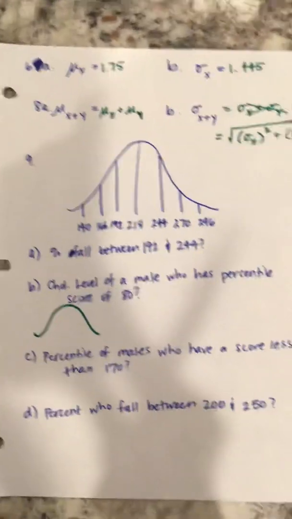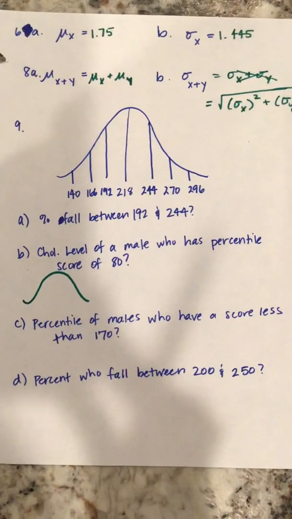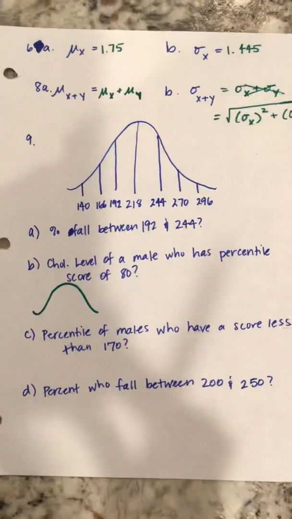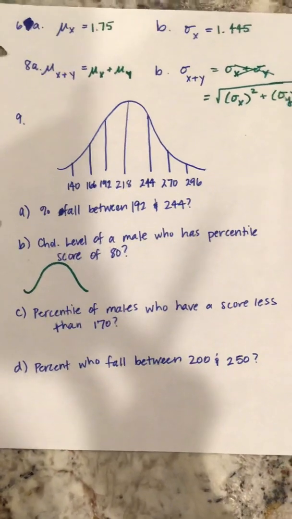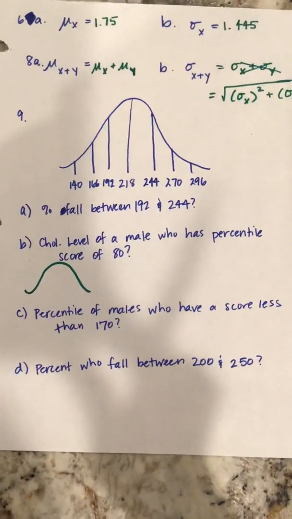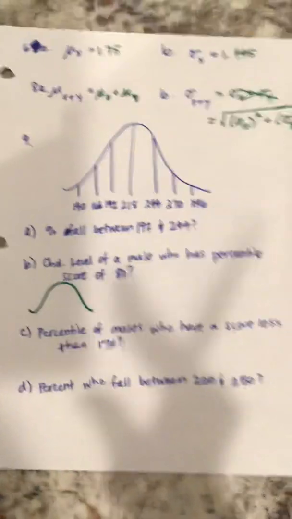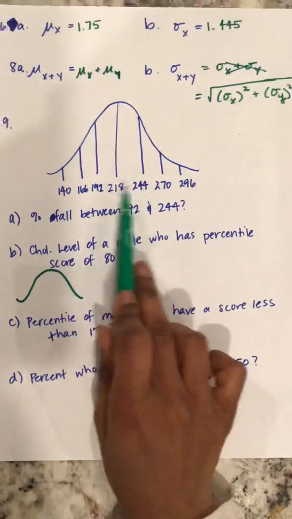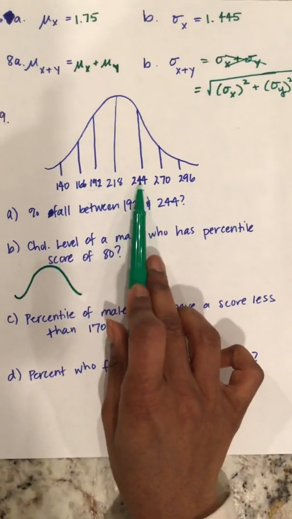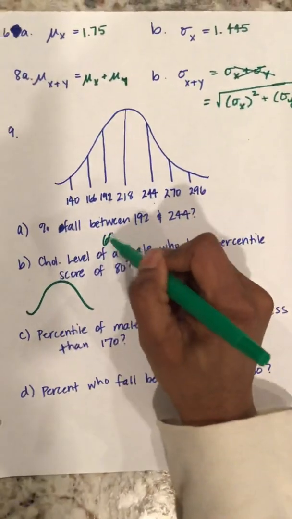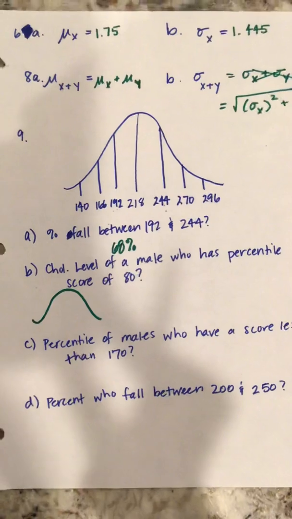All right, number 9 is more what I want to spend my time on with you. So number 9 has cholesterol levels. We did the curve, which is super helpful in answering these questions. Otherwise, I'm not really sure how you would understand what's going on. So I filled out my normal, my frequency curve, and so they want to know the percent that fall between 192 and 244. And since those lie on nice standard deviations, we know that that's within 1 standard deviation, which means 68% of our data lies within the cholesterol levels of 192 to 244.